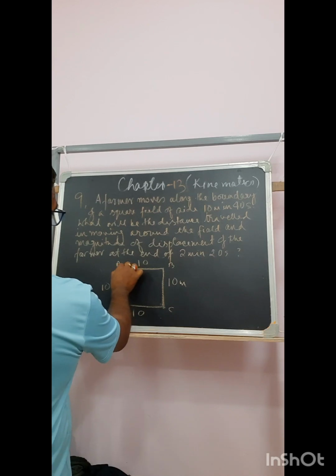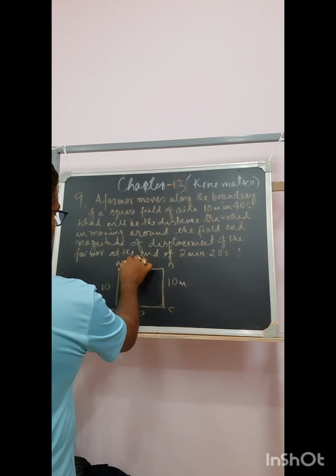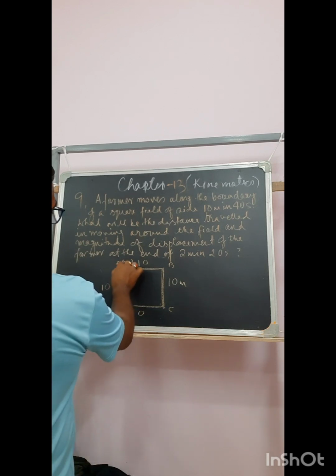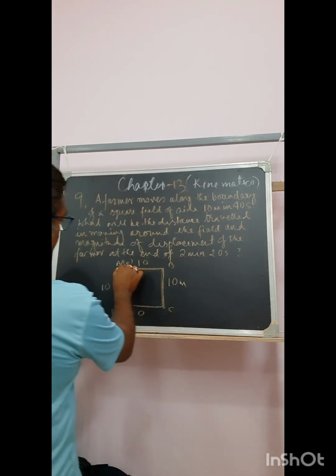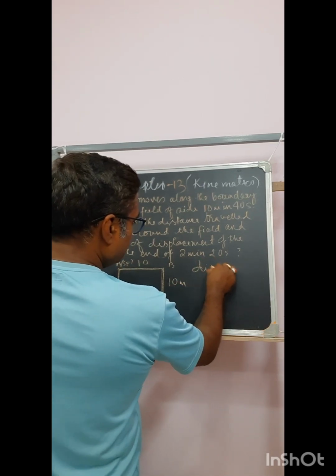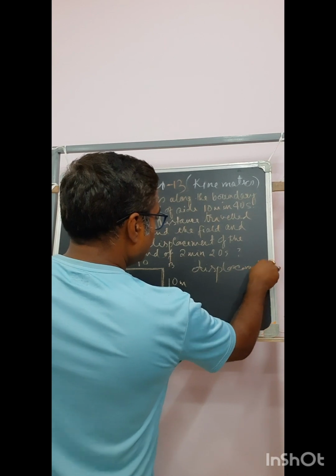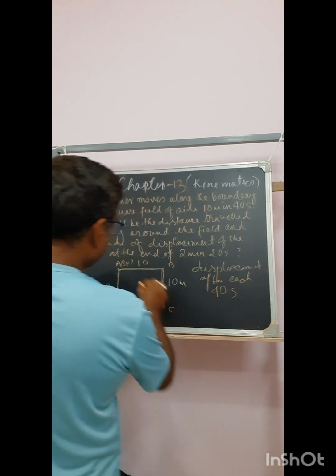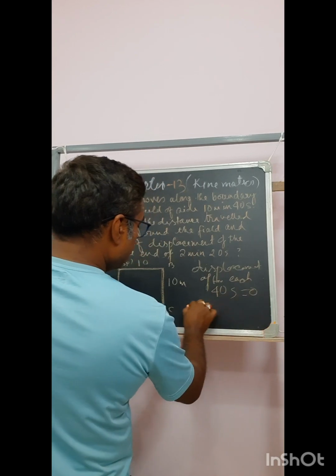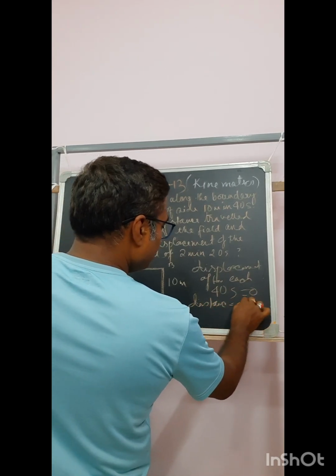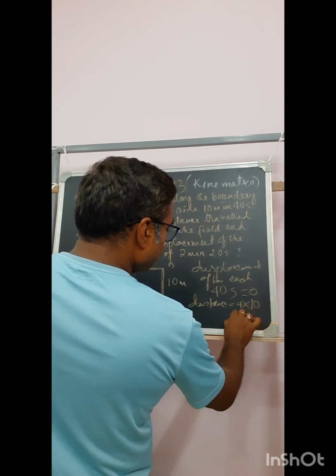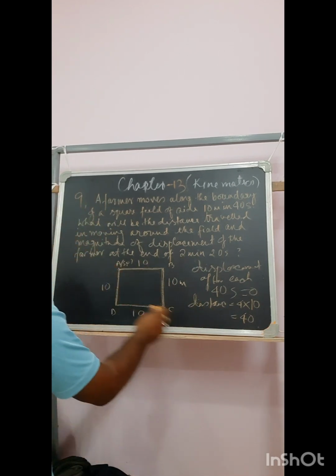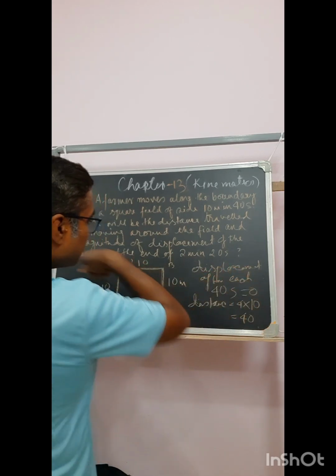So let's say this is the starting point. From here he has started, moves around this field and comes back to this point again. If he is coming back to the starting point, then displacement is obviously 0. So for displacement, after each 40 seconds, the time taken to cover this square field, it is 0, and distance is equal to 4 into 10, that is 40. So for each round, when he starts from A and comes back to A, the distance covered is 40, but the displacement is 0.